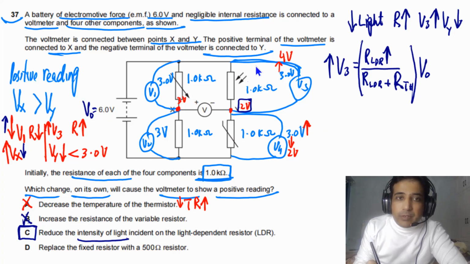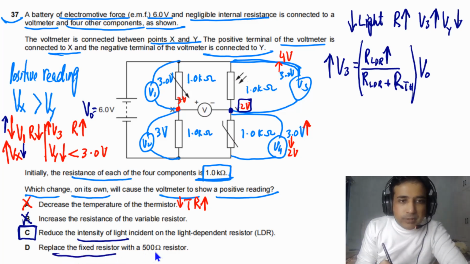So if light level goes down, resistance of this one will increase. Potential drop across this one will be higher, so the reading at this point will go down, potential will decrease here. As this one is lower than this one, reading on voltmeter will be positive. So this is the answer.